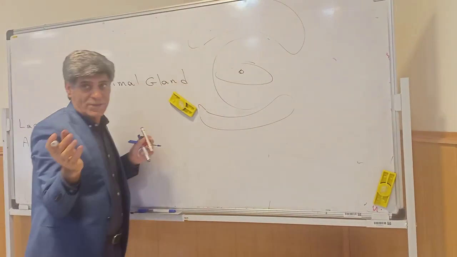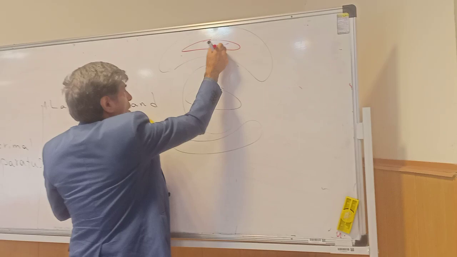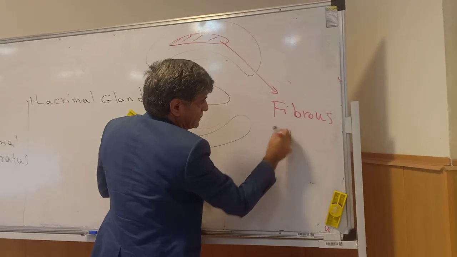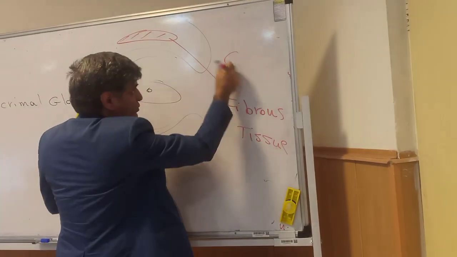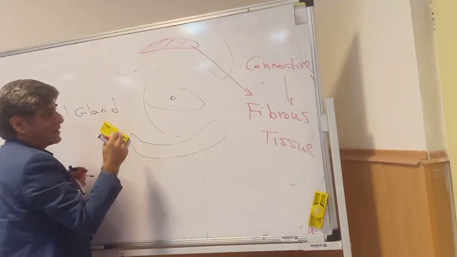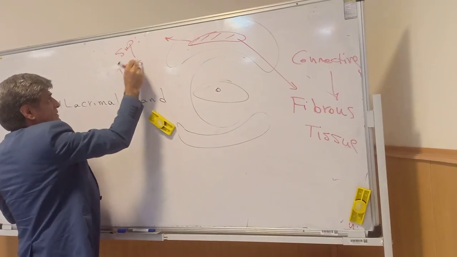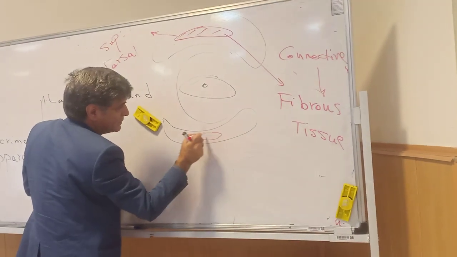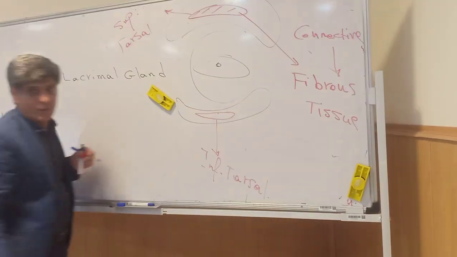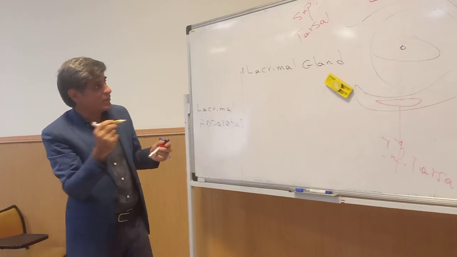Upper palpebra largest, lower palpebra small. Inside of the palpebra, this part is the tarsus. Tarsus is fibrous tissue or connective tissue. The largest is the superior tarsal, and the smallest is the inferior tarsal. Fibrous tissue inside the palpebra, superior and inferior.